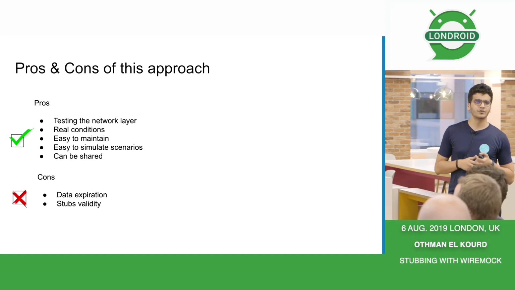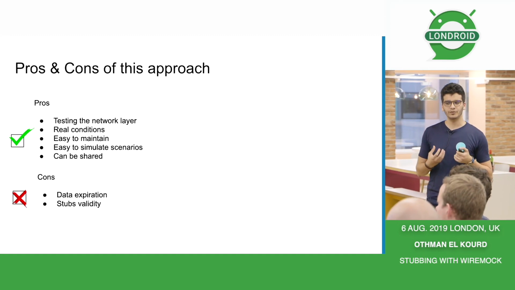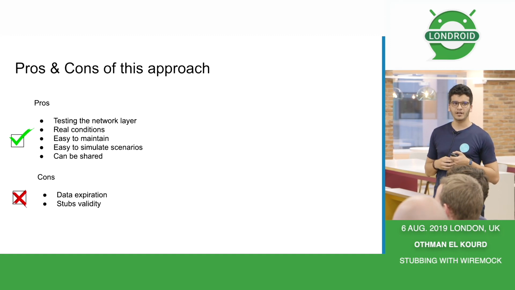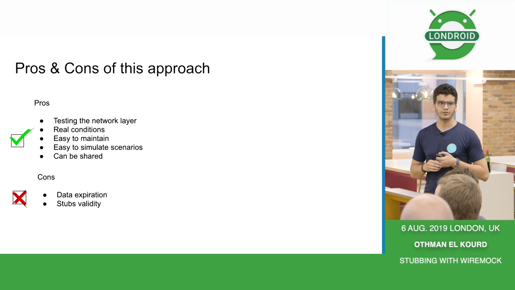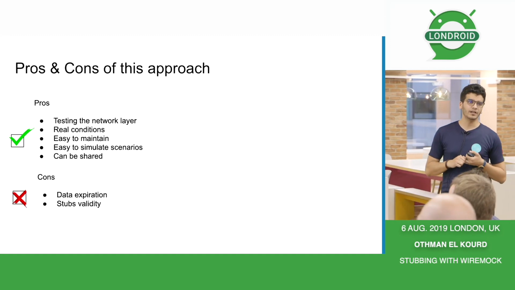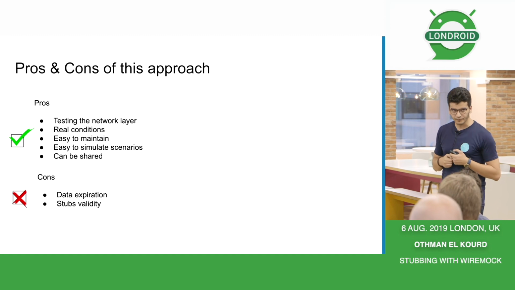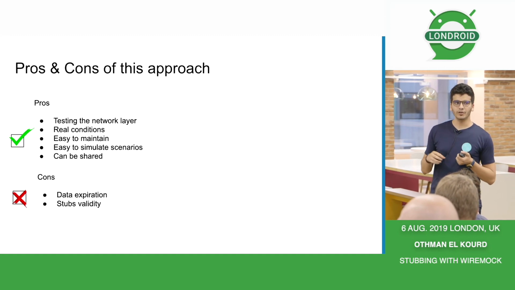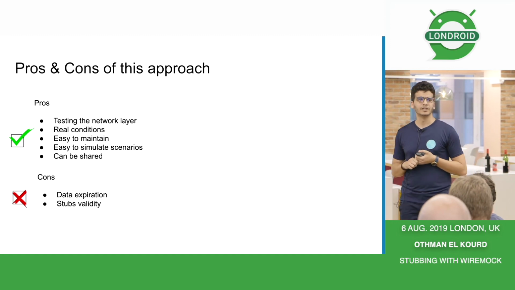It was easy to simulate scenarios in this case, because if you want, for example, to test how your app will behave if you have an HTTP error, all you need to do is create a stub for this error and give it to your mock server, and you can do the test. And one advantage of this approach is that it can be shared, because as you saw in our solution, WireMock is running on a remote server. So this server can be shared between all your front-end apps, and this is very good.